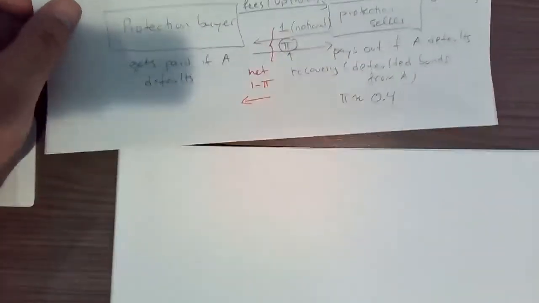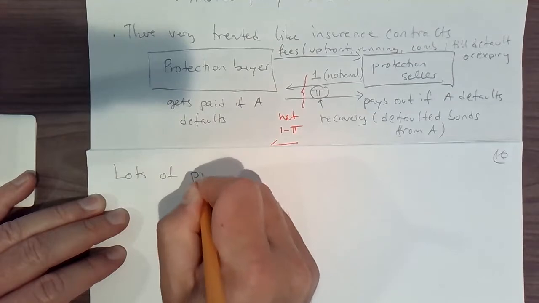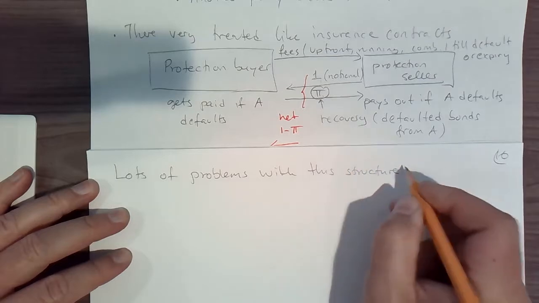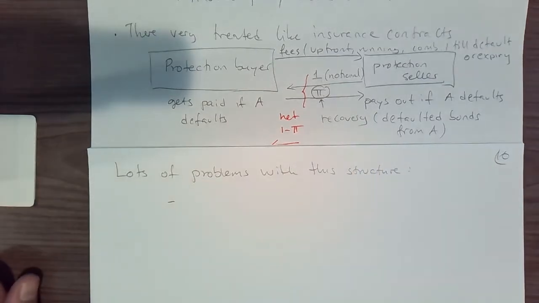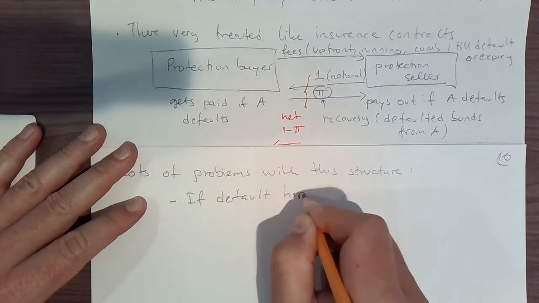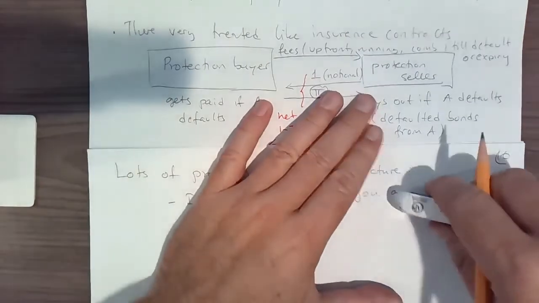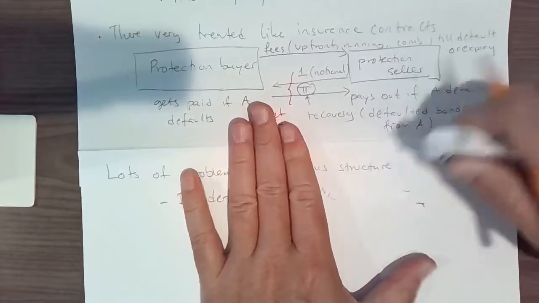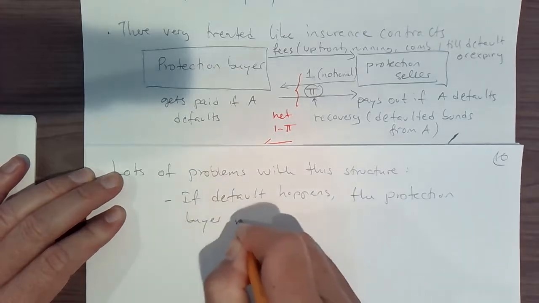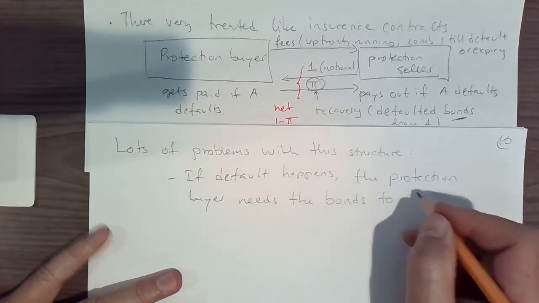So there are lots of problems with this. There were lots of problems with this structure. So one problem is, if default happens, the protection buyer needs the bonds, the defaulted bonds, to get notional.